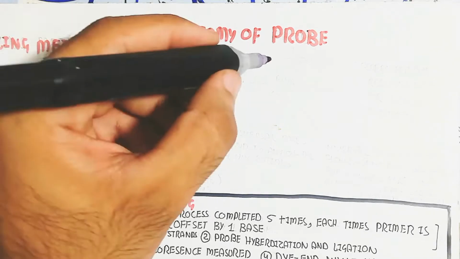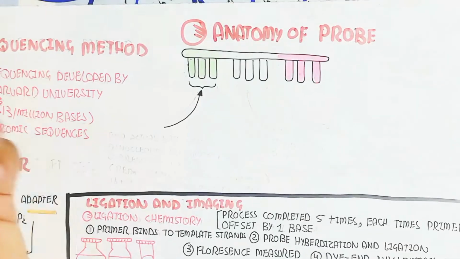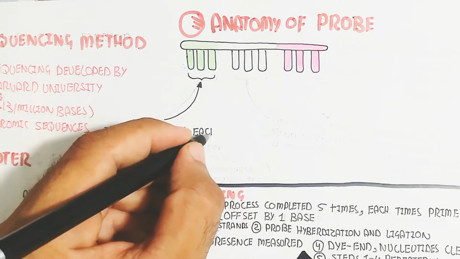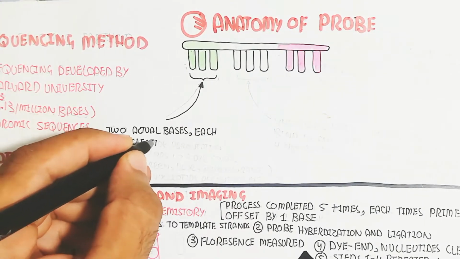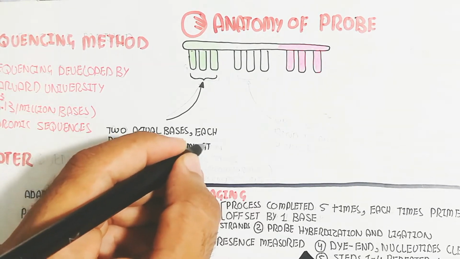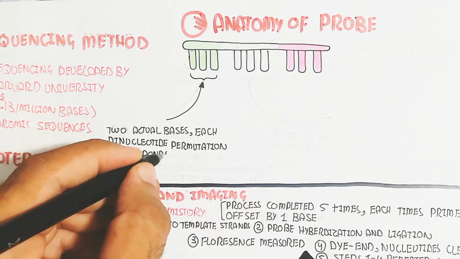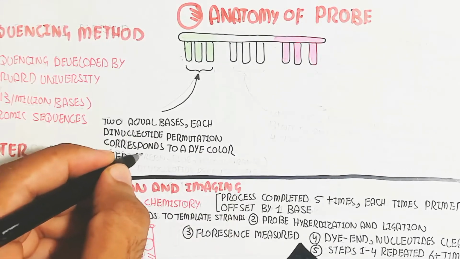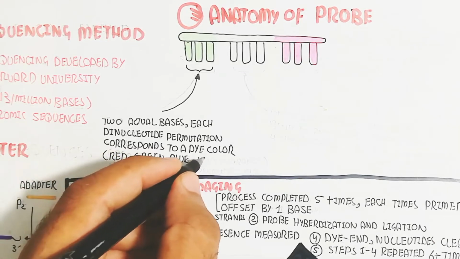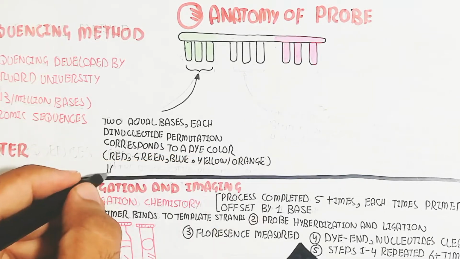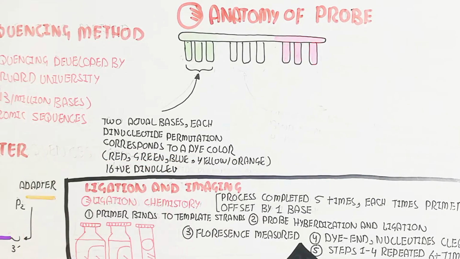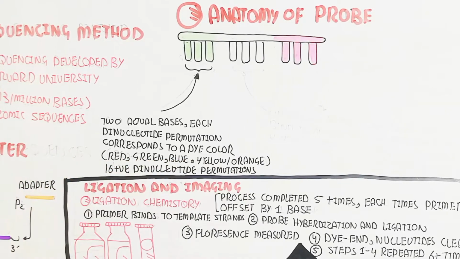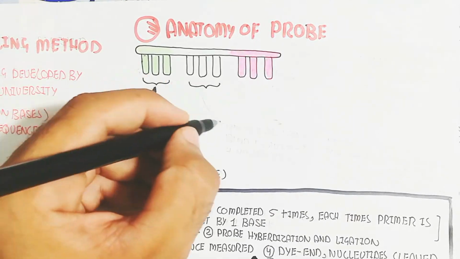So what is the probe? Probe is used for the producing of coloring. So when coloring detection means our DNA, our specific DNA will be amplified. So in this way, each dinucleotide permutation corresponds to a dye color: red, green, blue, yellow, orange, and 60 positive dinucleotide permutation.